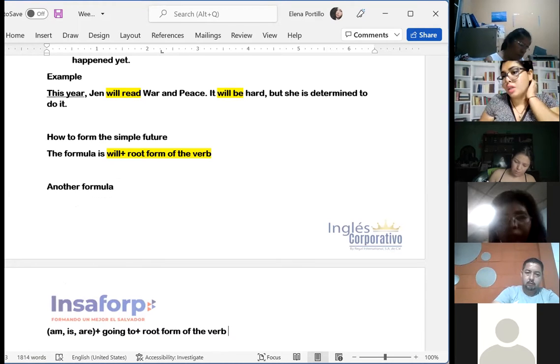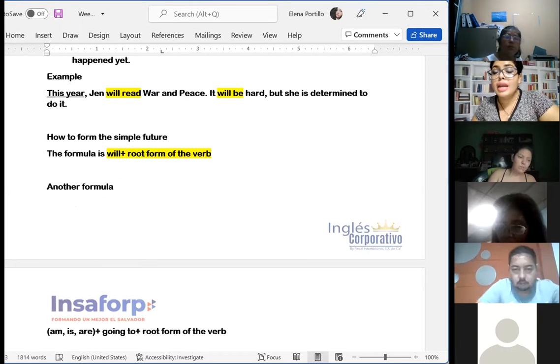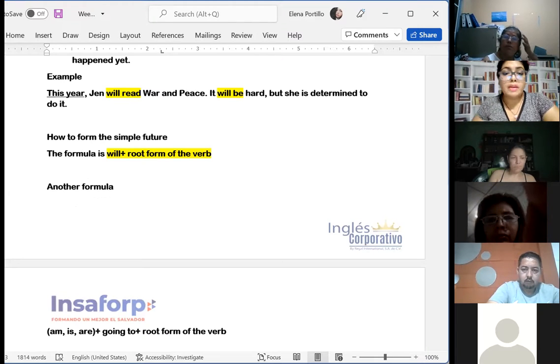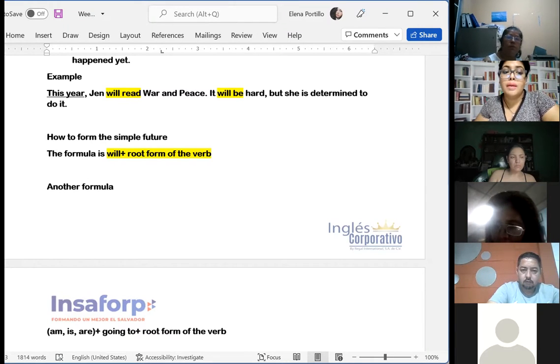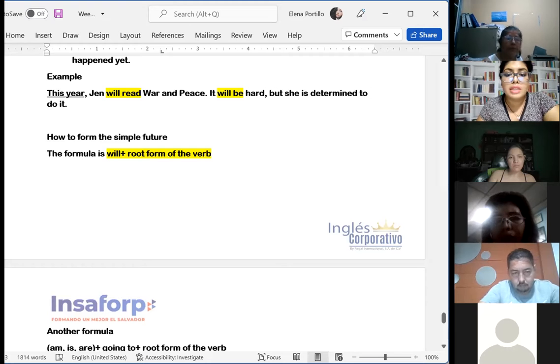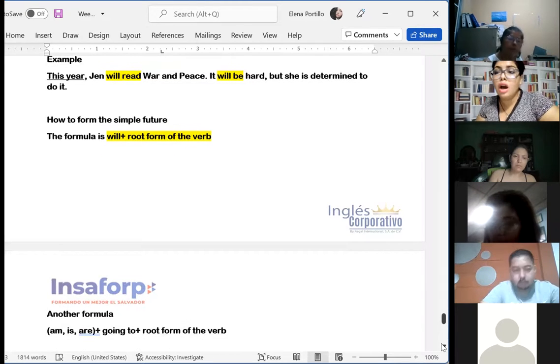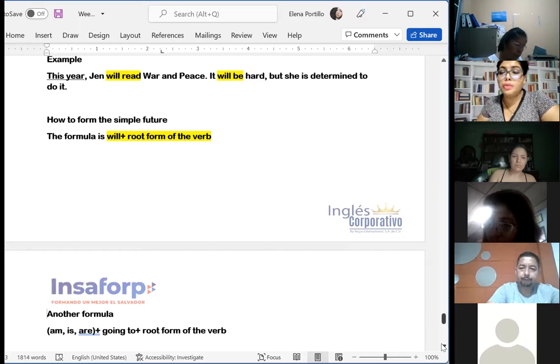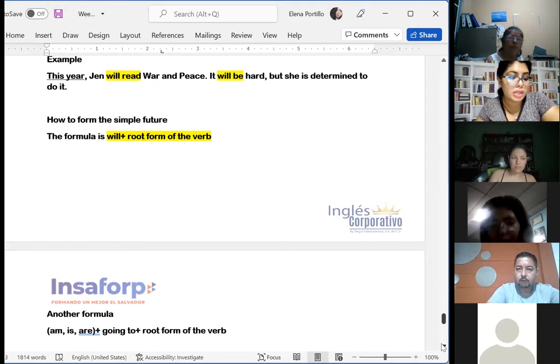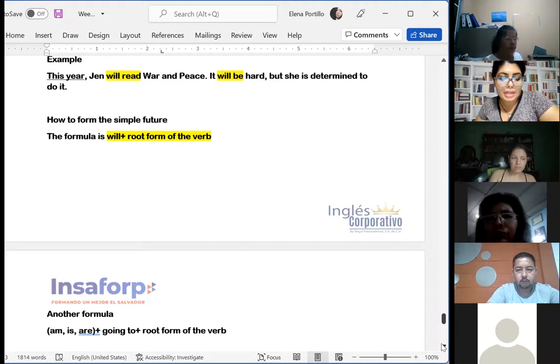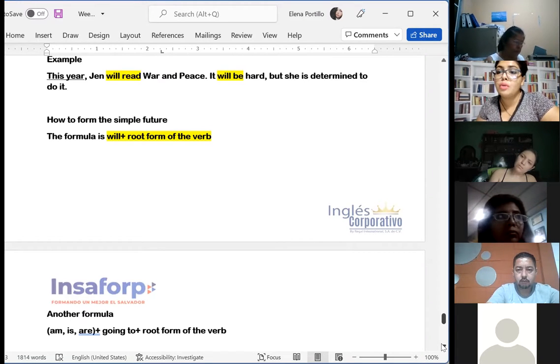So in this case, when we are talking about the future, we have two structures to do it. We have the will, and we also have the going to. We have the first one that is the will plus the root form of the verb. And then we have the second formula that is the am, is, are, plus going to plus root form of the verb. The going to construction is common in speech and casual writing. Keep in mind though that it is on the informal side, so it is a good idea to stick to the will construction in formal writing.